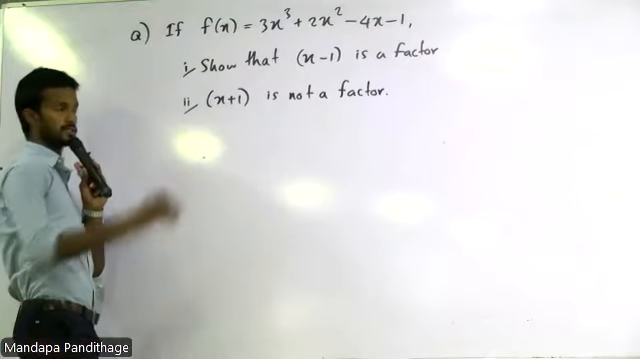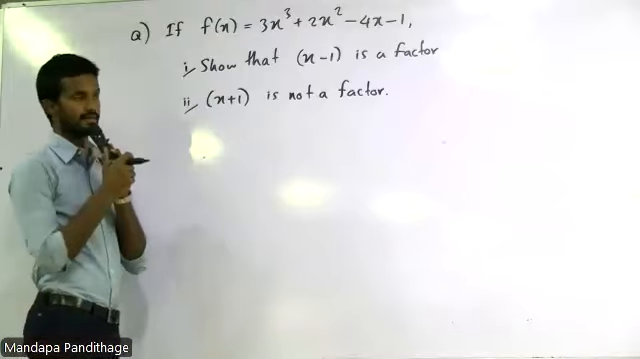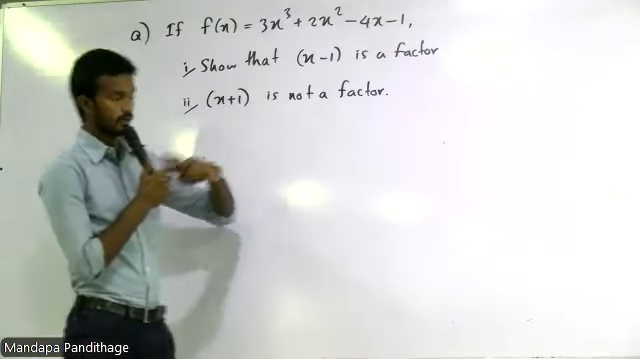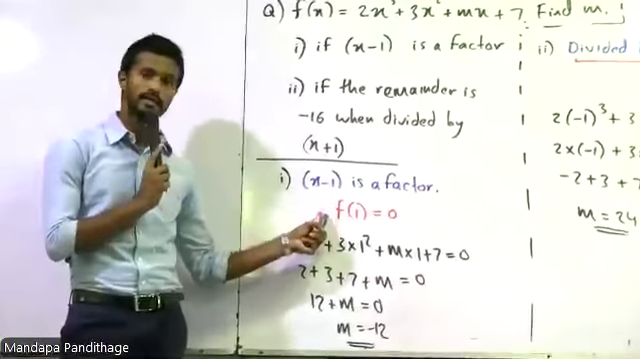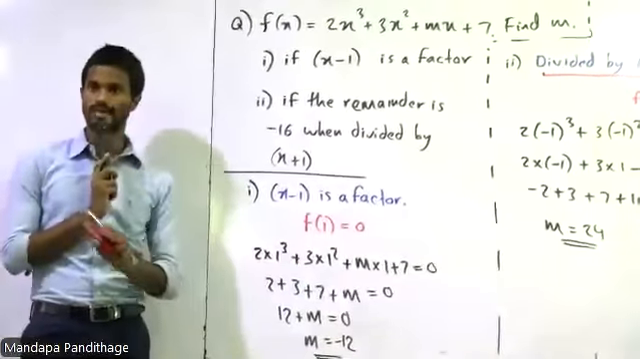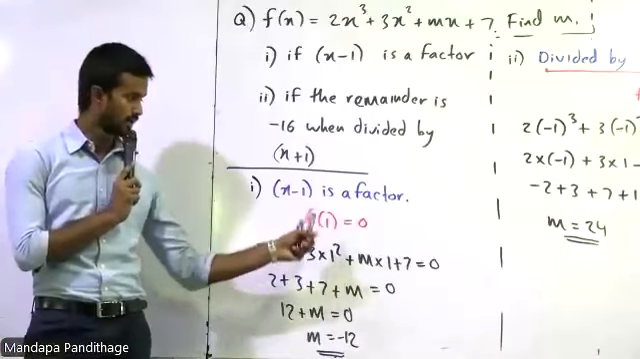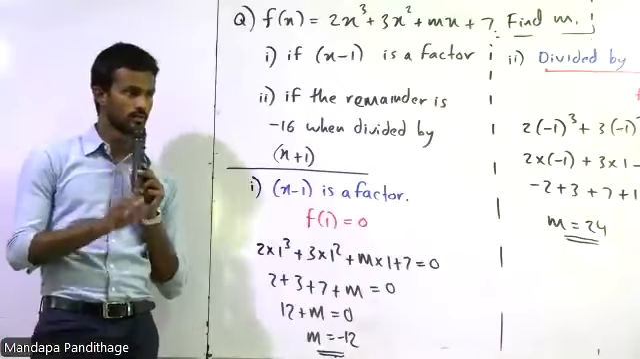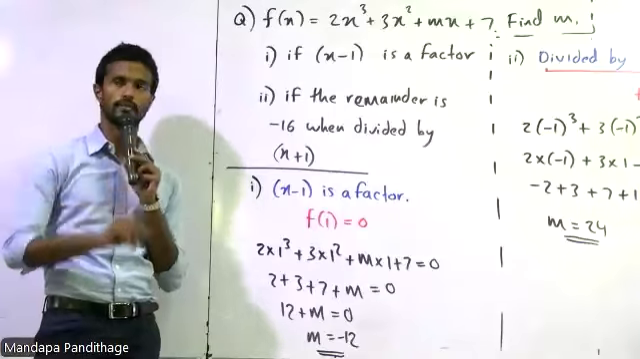Now listen to this, I'll explain. So this is another type of question that you can get. Look at this. If x minus 1 is a factor, I get this data, that f(1) is equal to 0. So that is basically factor theorem. If x minus 1 is a factor, I get f(1) is equal to 0. So that is directly factor theorem. Understood? That is the factor theorem.